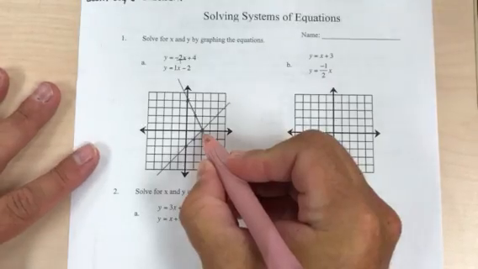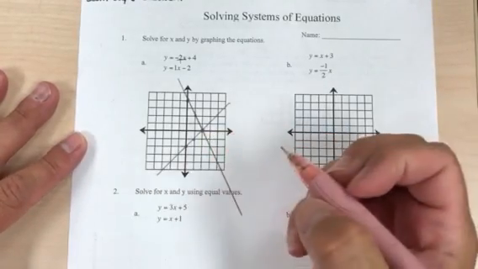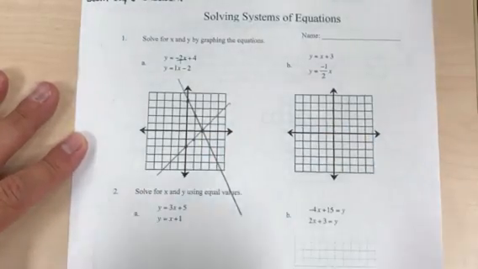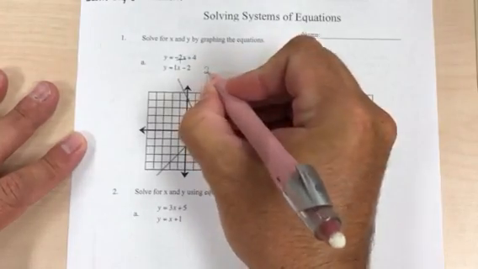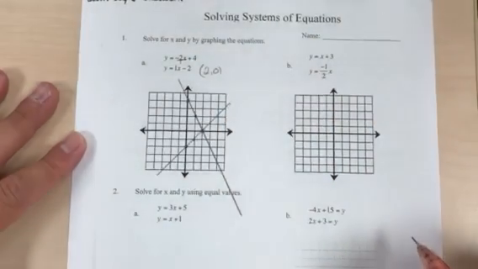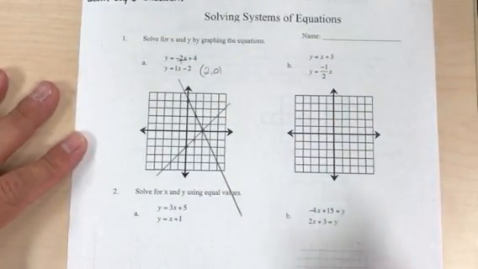And then I find where the two lines intersect. In this case, they intersect at the point 2, 0. So my solution is going to be 2, 0. So you should write your answer here as an ordered pair.